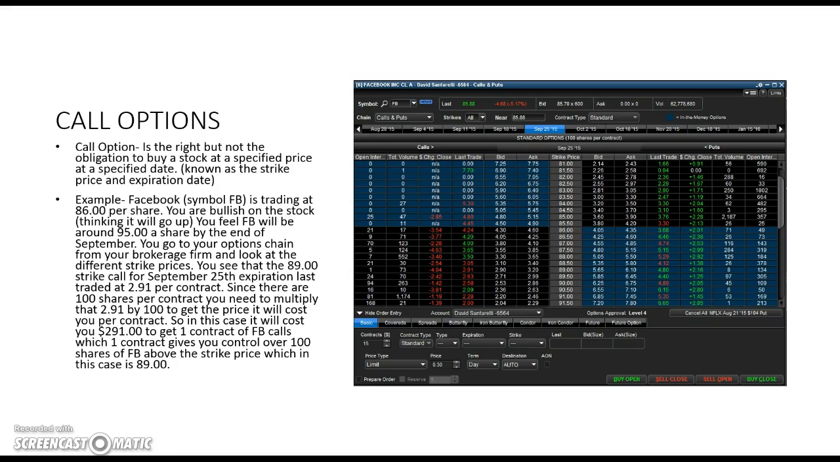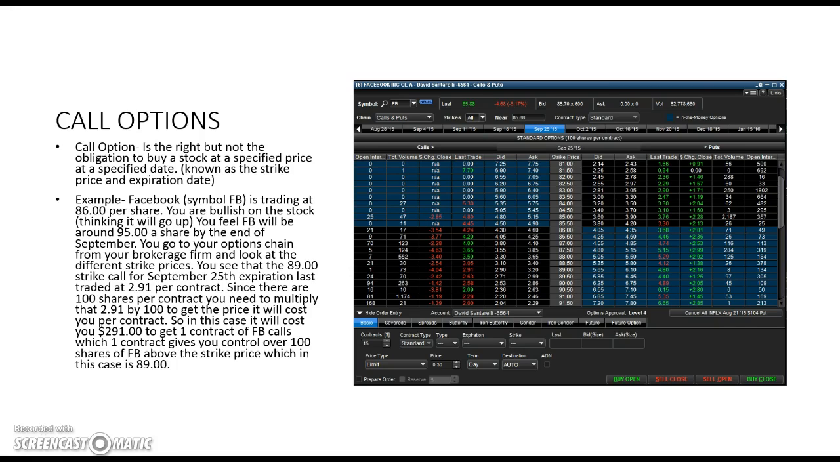In this example, the $89 strike last traded at $2.91 per contract. We have a bid of $2.90 and an ask of $3.20. If we went in and bought this right now, we probably wouldn't get it at $2.91. It'd probably be closer to $3 to $3.10 per contract. But in this video and explanation, we're going to stick with the $2.91. So you see that the $89 strike call for September 25th expiration last traded at $2.91 per contract.